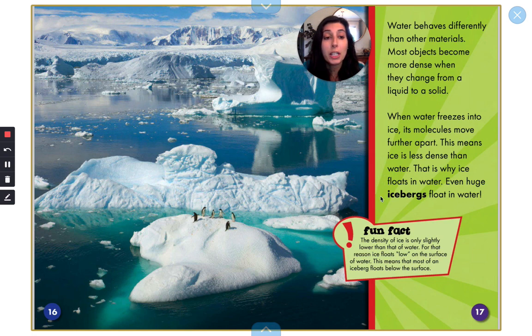Even huge icebergs float in water. Fun fact, the density of ice is only slightly lower than that of water. For that reason, ice floats low on the surface of water. This means that most of an iceberg floats below the surface.